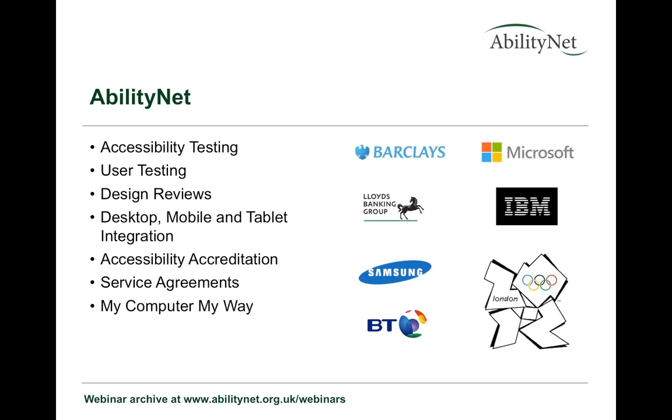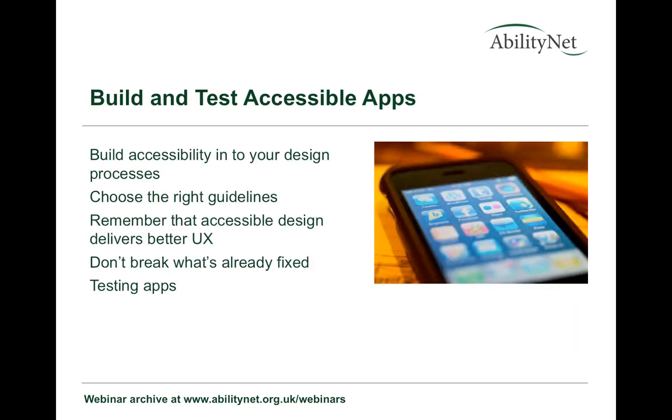Okay, cool, great. So, just to get started, just a bit about AbilityNet, in case you don't know what we are and why we talk about accessibility. We're a charity that also have business services. The business services pay for our free services for disabled people. So we do accessibility testing, we do user testing, we do design reviews. We can work across desktop, mobile, and tablet, and we look at how those integrate. We can provide accreditation around accessibility and service agreements.